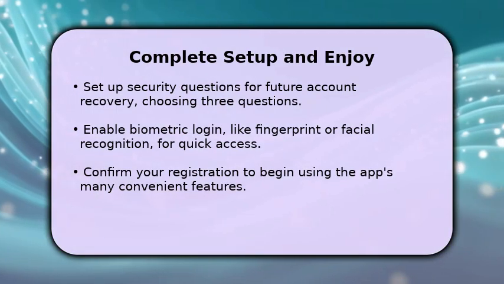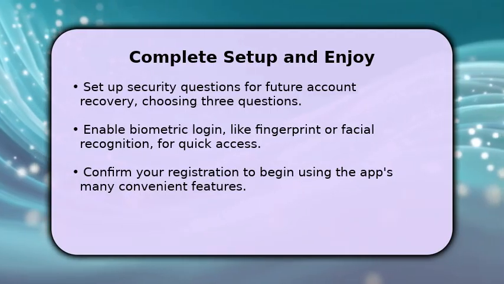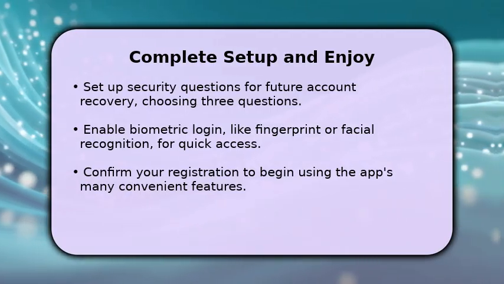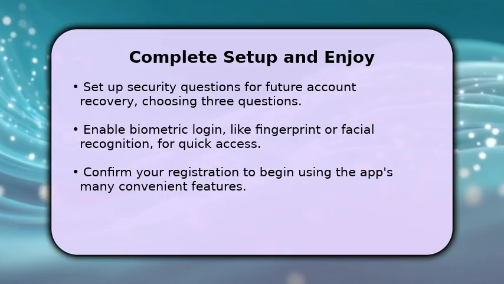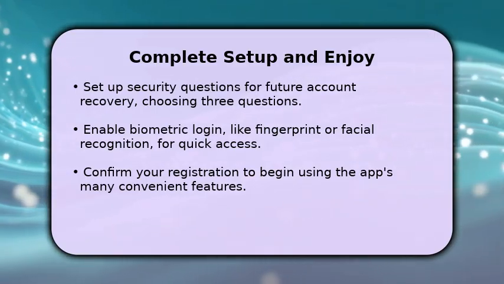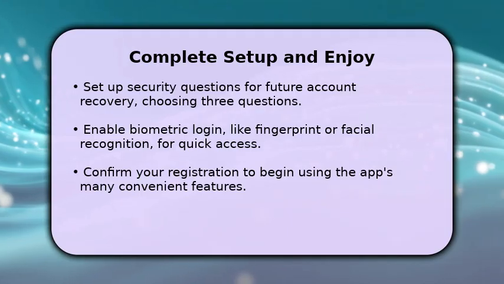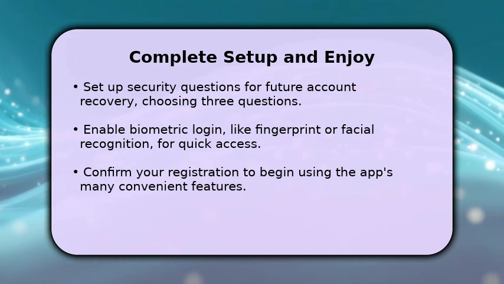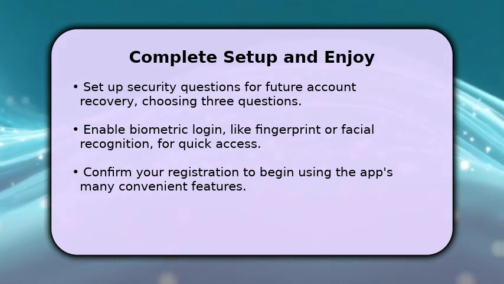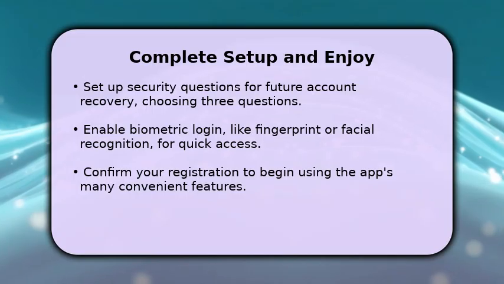Finally, you can enhance your account security by setting up 3 security questions. For added convenience, enable biometric login, such as fingerprint or facial recognition, allowing for quick and secure access. Once these steps are complete, confirm your registration. You are now ready to explore the UBL Digital App's extensive features, managing your finances with ease and confidence.